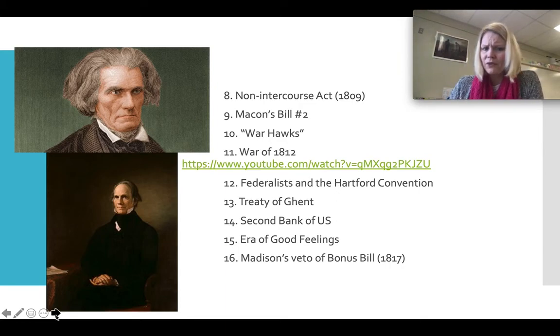We're going to skip the Federalists and the Hartford Convention. What we are going to talk about is the Treaty of Ghent. Ghent was in Belgium, and that essentially ended the War of 1812.